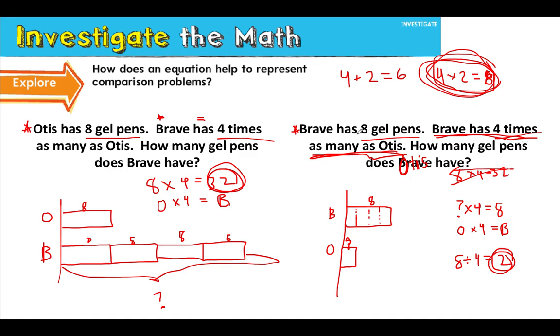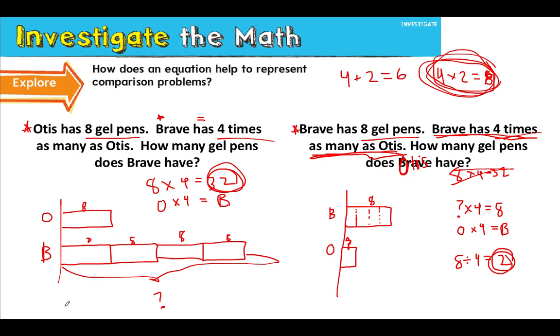I hope what you're seeing is these comparison problems can work backwards. Instead of needing to multiply times 4, we might need to divide by 4 because we already know Brave has 4 times as much as Otis. We know what Brave has. We have to work backwards to figure out what Otis has. And the model really helps me see. Because here I'm thinking Brave has 4 times Otis. She should be bigger. And here it was the same. Brave has 4 times Otis. She should be bigger. Right?